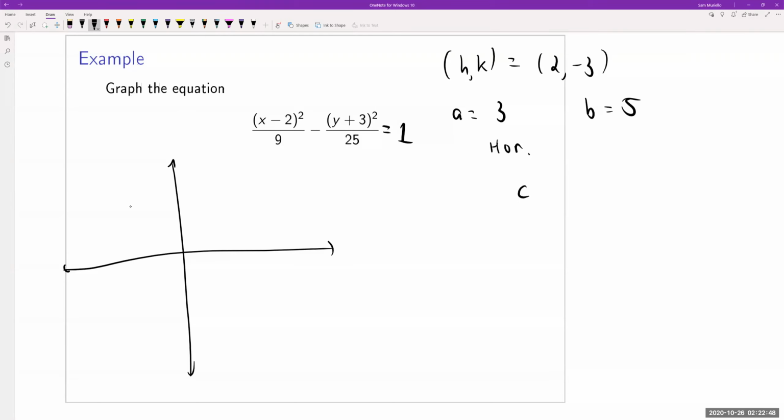We can also find the focal length c. Square root of 3 squared plus 5 squared is the square root of 25 and 9, which is 34, which is a little less than 6. The square root of 34 ends up being 5.8. So the first thing we'll do is graph the center at 2, negative 3.